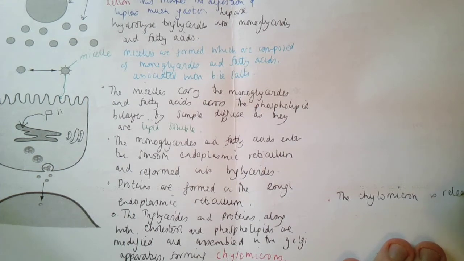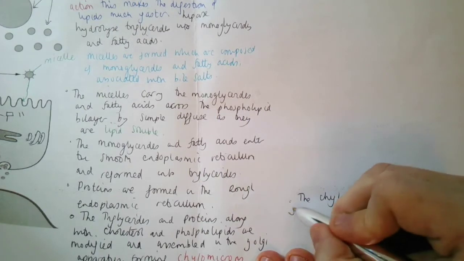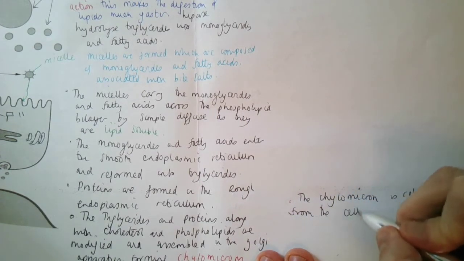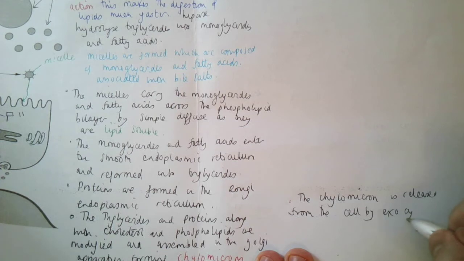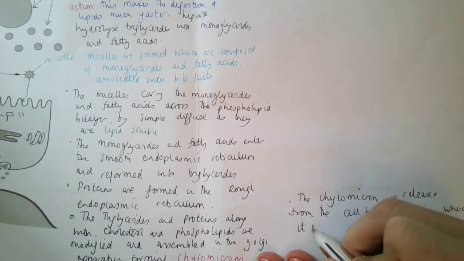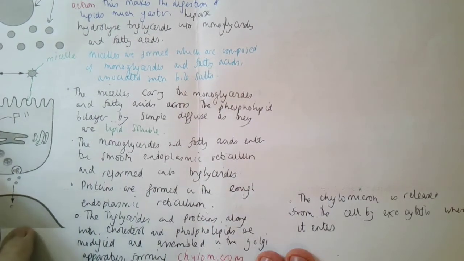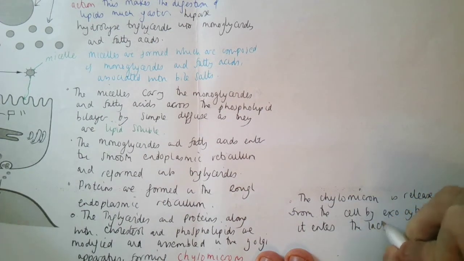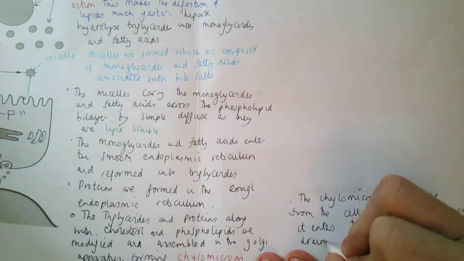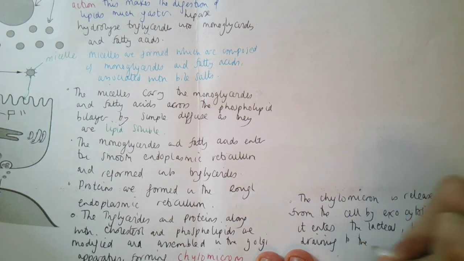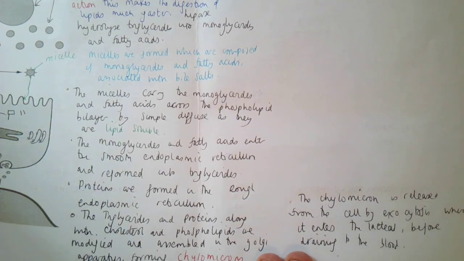is released from the cell by exocytosis, where it enters, now this mound at the bottom here, the lacteal, which is where it will become lymph before draining to the blood. And that is the digestion, which is this bit up here, and the absorption of lipids.